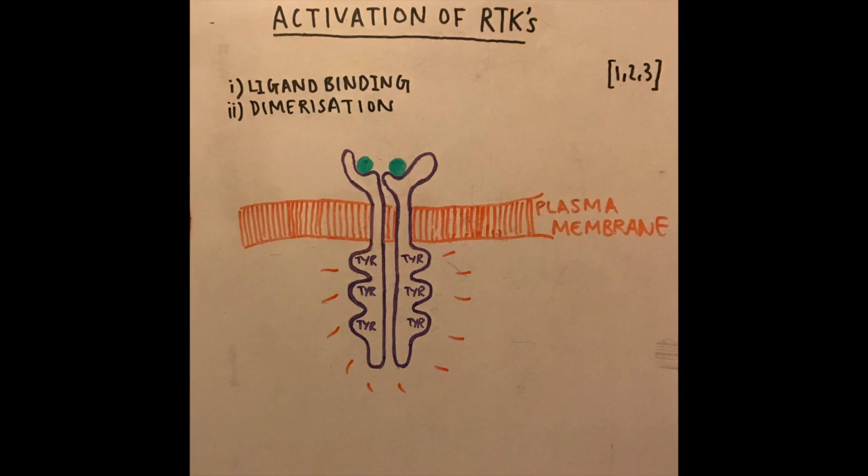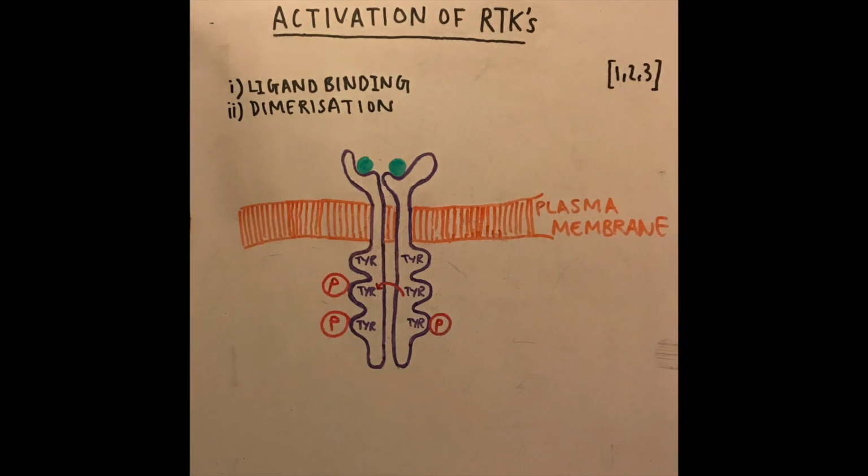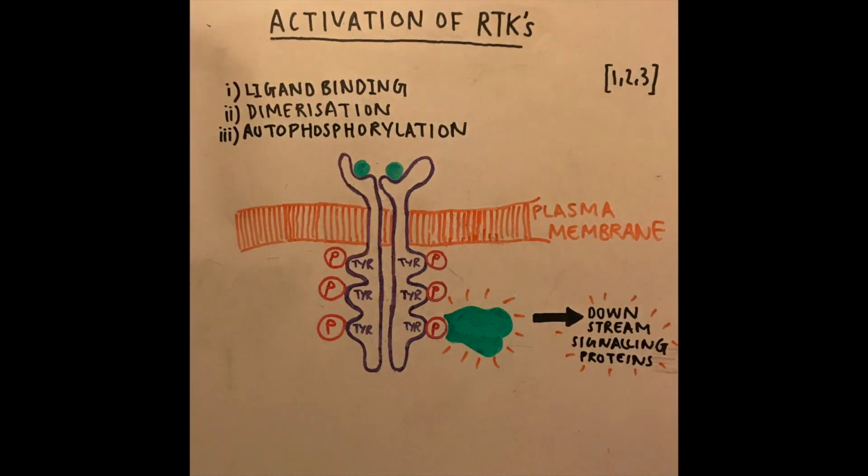Tyrosine kinase residues on the intracellular portion of the receptor hydrolyze ATP in the cell into ADP plus a phosphate group. Tyrosine kinases phosphorylate each other in a process known as autophosphorylation until all the tyrosine kinases have become phosphorylated. The phosphorylated tyrosine kinases can then recruit and activate relay proteins which activate proteins involved in signaling pathways.